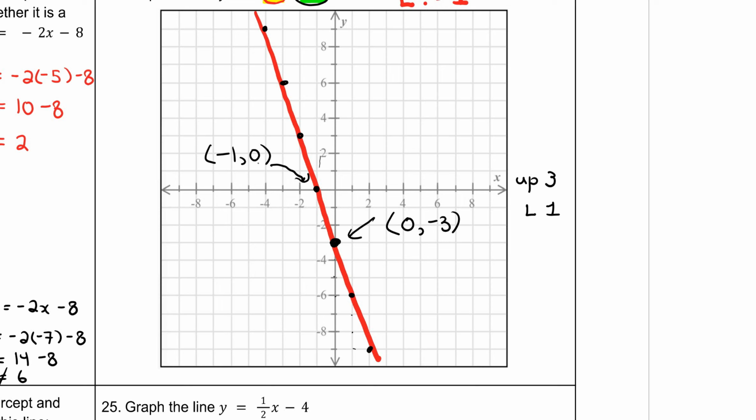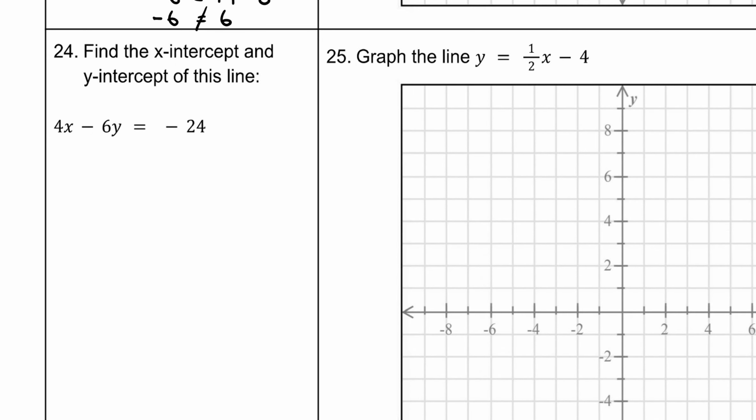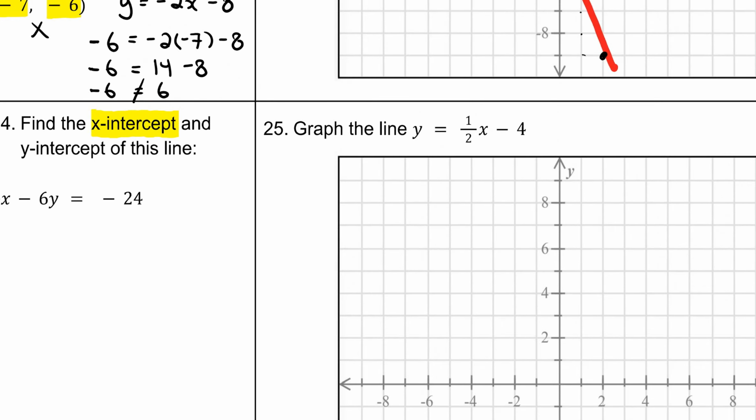So those are some coordinates that will come up in future problems for this review guide. Okay, let's move on to question number 24. A good question. Find the x-intercept and y-intercept of this line. Okay, so if you have an x-intercept, and I'll go back to my previous question here.